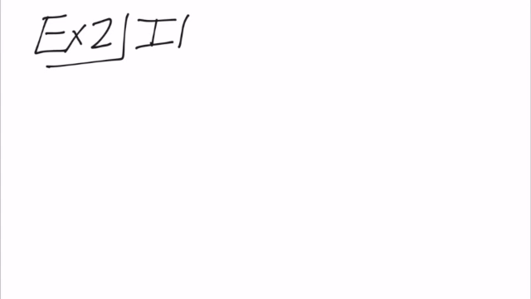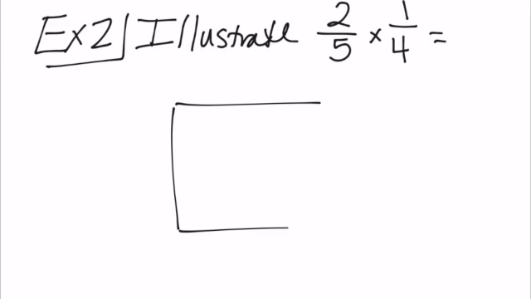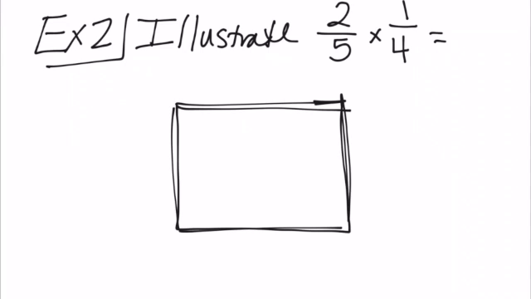Here we have example number 2. And we are being told to illustrate the product of 2/5 times 1/4. Okay, 2/5 times 1/4. Illustrate that. So I'm going to make my box. Doesn't have to be perfect, just try to make it pretty accurate. Put your first fraction on the side and put your second fraction on the bottom.